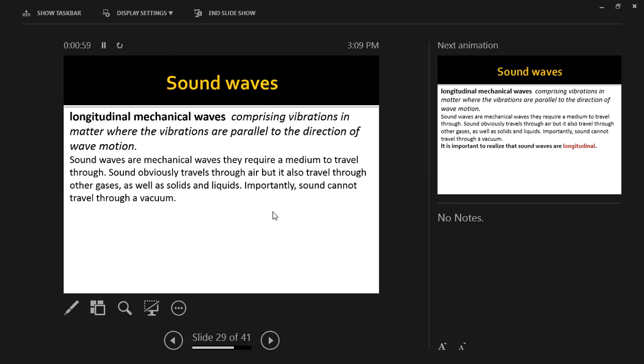It needs gas molecules. For example, when I talk right now, you can hear me, right? This is because of the molecules around. They are carrying my sound and bringing it to the computer speaker, and then you can hear me.